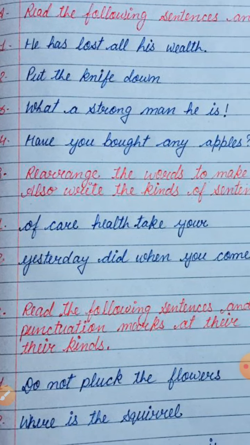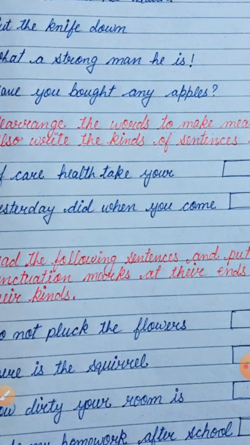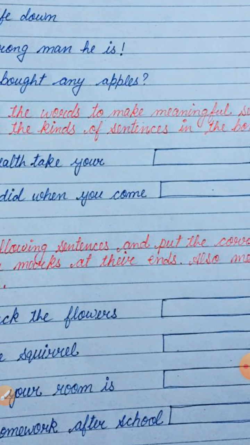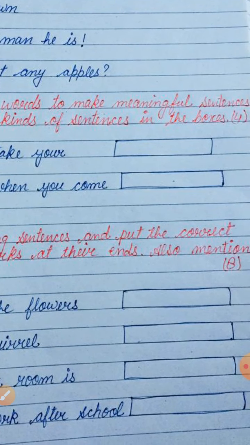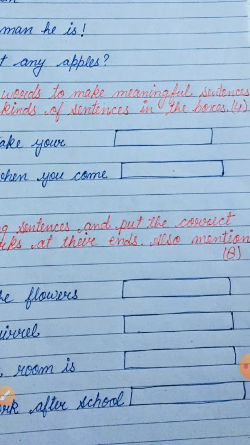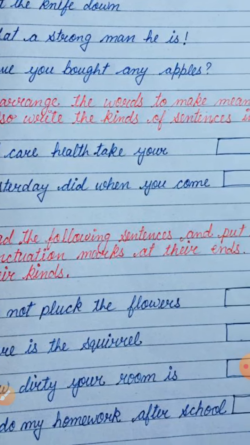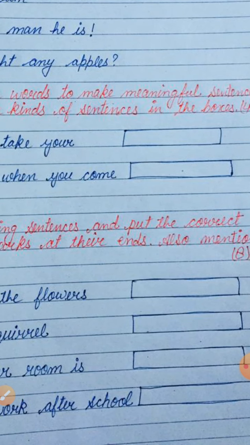Next question: rearrange the words to make meaningful sentences. Also write the kinds of sentences in the boxes. Here you have to rearrange the words to make meaningful sentences, and then write the kind of each sentence. The second question contains 4 marks.